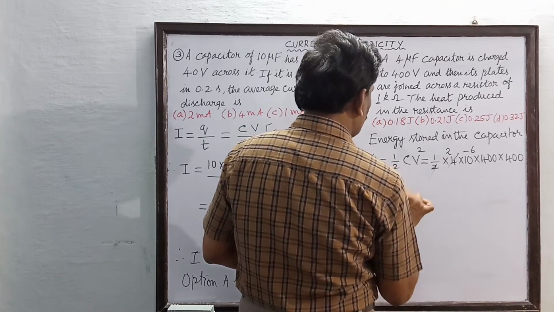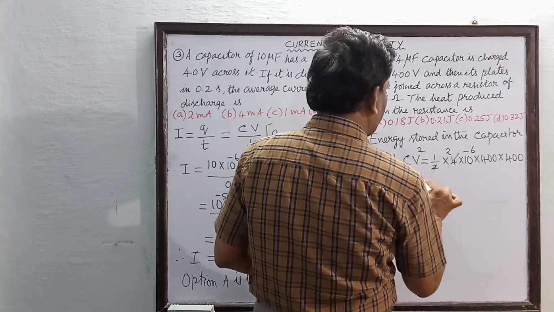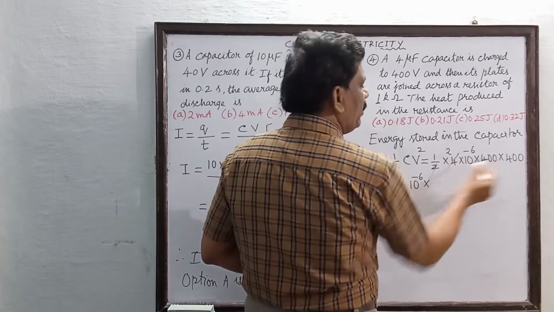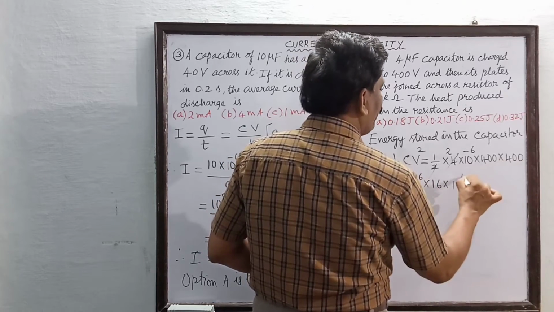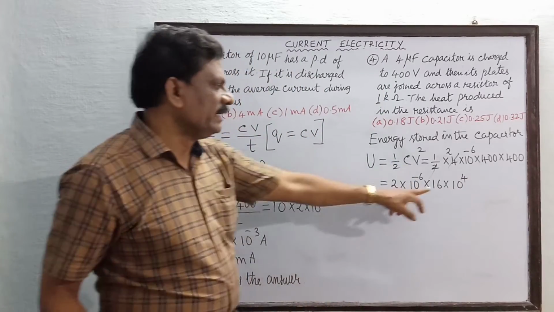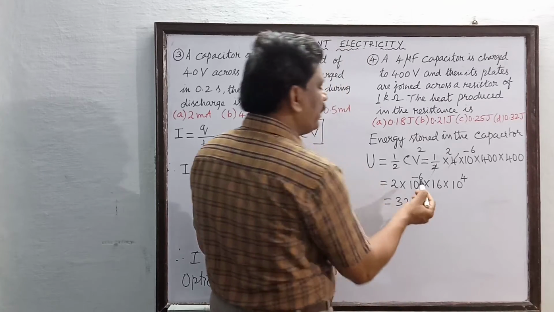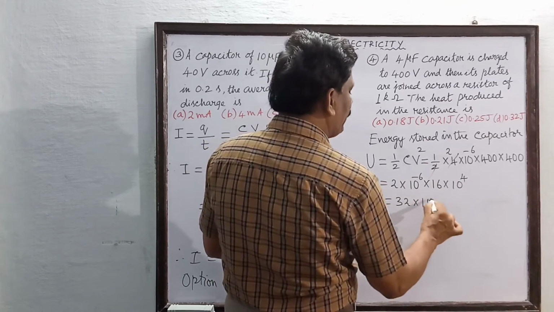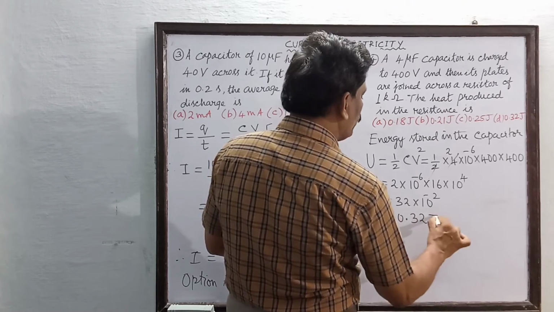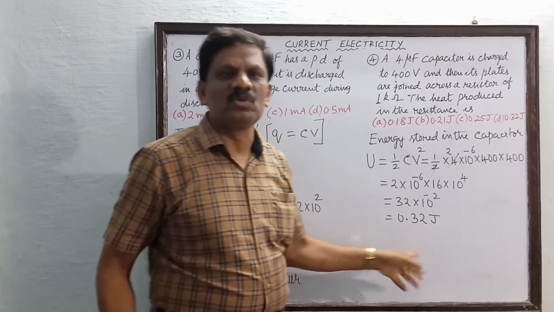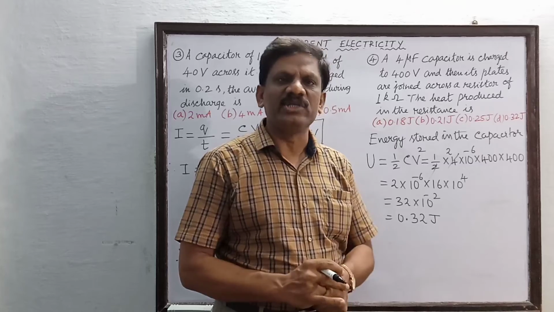So this is equal to 2 into 10 power minus 6 into 400 into 400, which can be written as 4 4s are 16 into 10 to the power of 4. So 16 into 2 is 32. So this is equal to 32 into 10 power minus 6 into 10 power 4, which is 10 power minus 2. So this is equal to 0.32 joule. This much energy is stored in the plates of the capacitor. This is electrostatic potential energy.